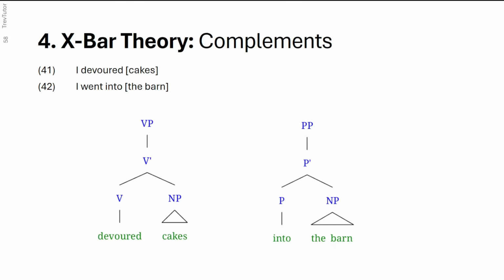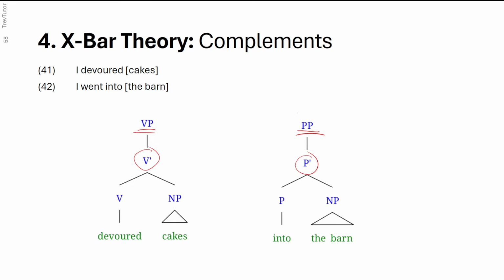So this is what the structure would look like in the end. I know this might seem a little bit redundant. Why do we need the V bar level and the P bar level if we can just form a complete verb phrase or prepositional phrase on its own? I've had the same questions as a student, and there are theories of syntax that do not include the bar level in this case.